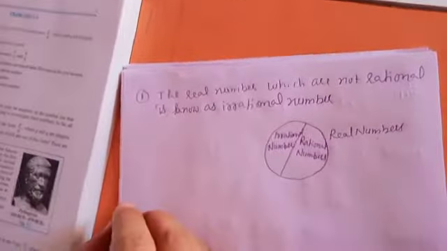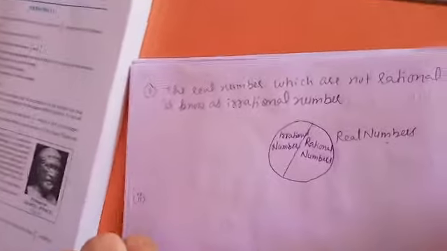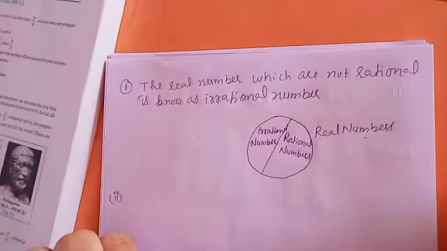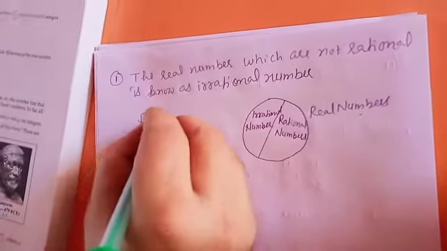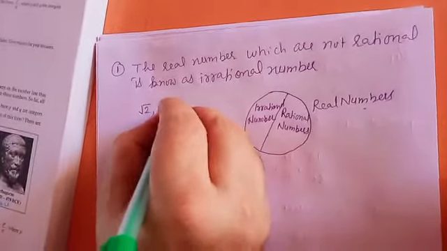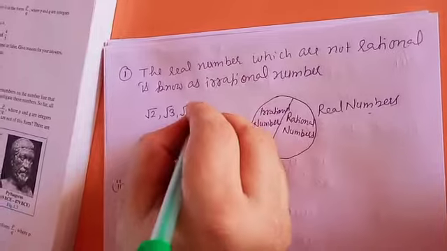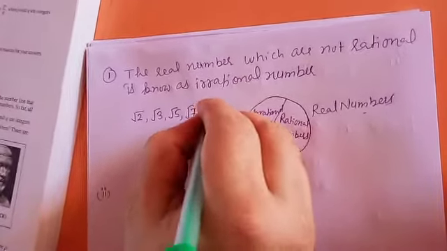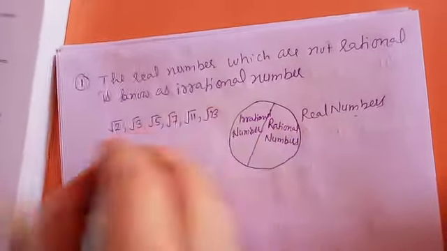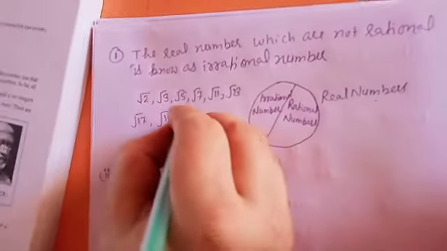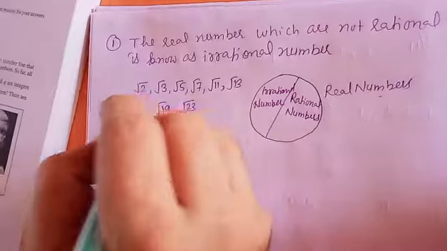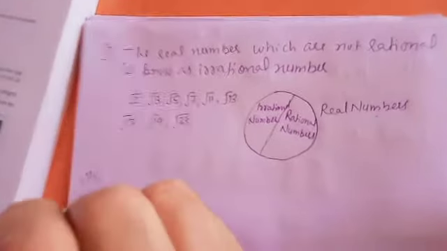Second definition I am also giving like this: if anybody says give an example of an irrational number, you can say under root 2, under root 3, under root 5, under root 7, under root 11, under root 13, under root 17, under root 19, under root 23. All are irrational numbers.